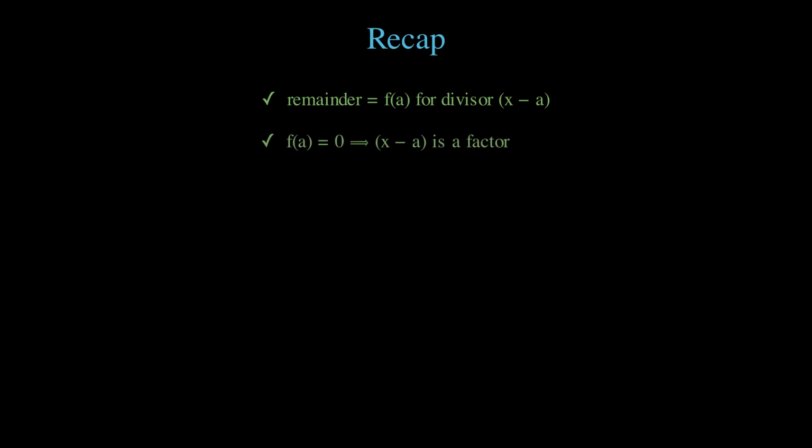Recap. First, dividing by x minus a leaves remainder f of a. Second, a 0 remainder means a factor, which is the factor theorem. Third, match the divisor to the correct input every time and let evaluation replace long division.